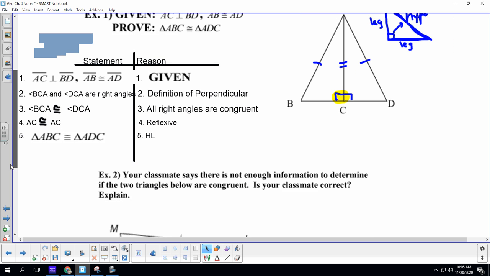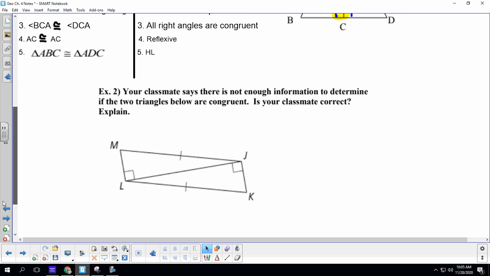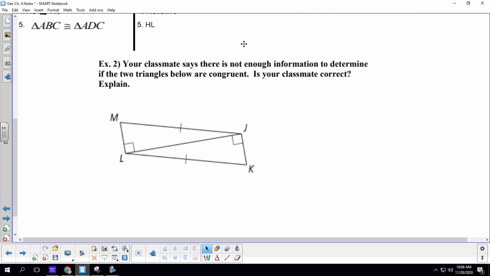So let's take a little peek at this other scenario. Your classmate says there's not enough information here to determine if the two triangles below are congruent. Is your classmate correct? So we're going to take a little gander. We do have, I call them cuddle triangles. When triangles are all snuggled up right next to each other, they're going to have a congruent side. So we're going to say that JL is congruent to JL by the reflexive property.